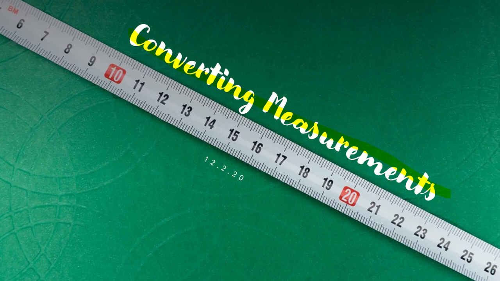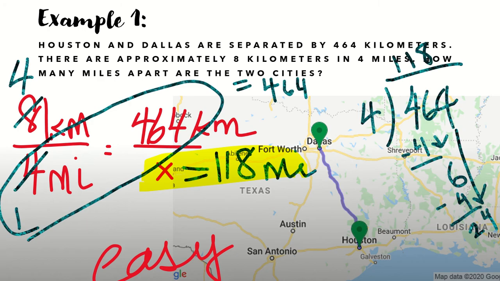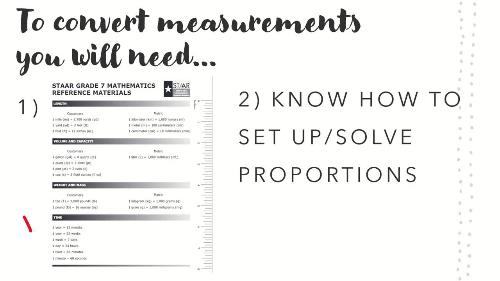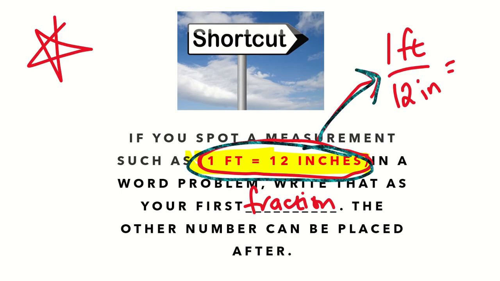A lot of times the word problem itself is going to have the conversion for you, but it's always good to have that star chart on hand, this one. You need to know how to set up proportions, of course, and I would especially use this shortcut that I've taught you right here.